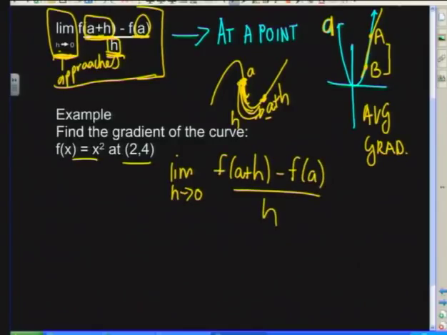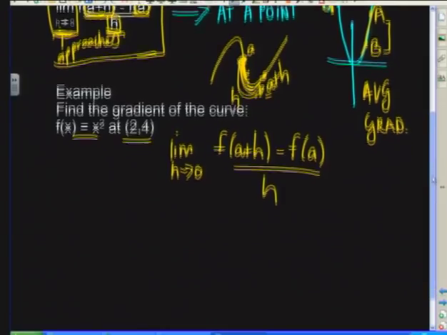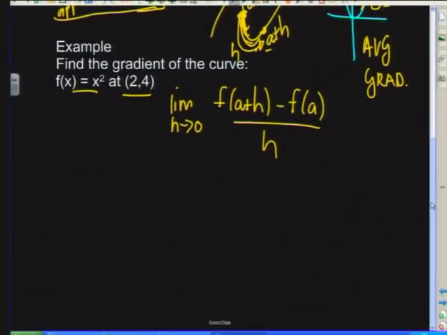And as you'll see in the next slide, we will replace the a's with x's. But in this case, I'm saying that a is this point 2. So just plugging it into the formula, f of a plus h means find the function value at a plus h. So what I simply do to find f of a plus h is I substitute the a plus h in place of x in my function.